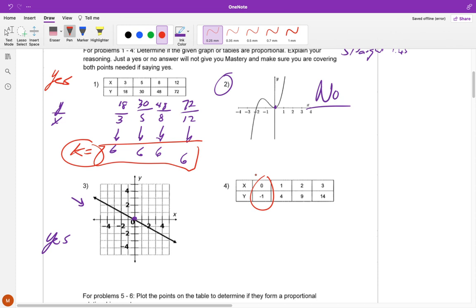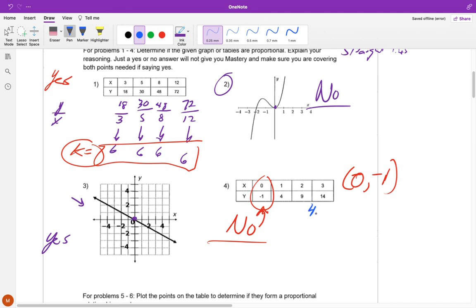This says when x is 0, y is negative 1. So when x is 0, y is negative 1. That means it does not pass through the origin. So I can say, no, it doesn't pass through the origin because it has the point of 0, negative 1. That right there is actually the best answer you can give because it's showing me you actually know how to apply that and understand what it looks like in the table.